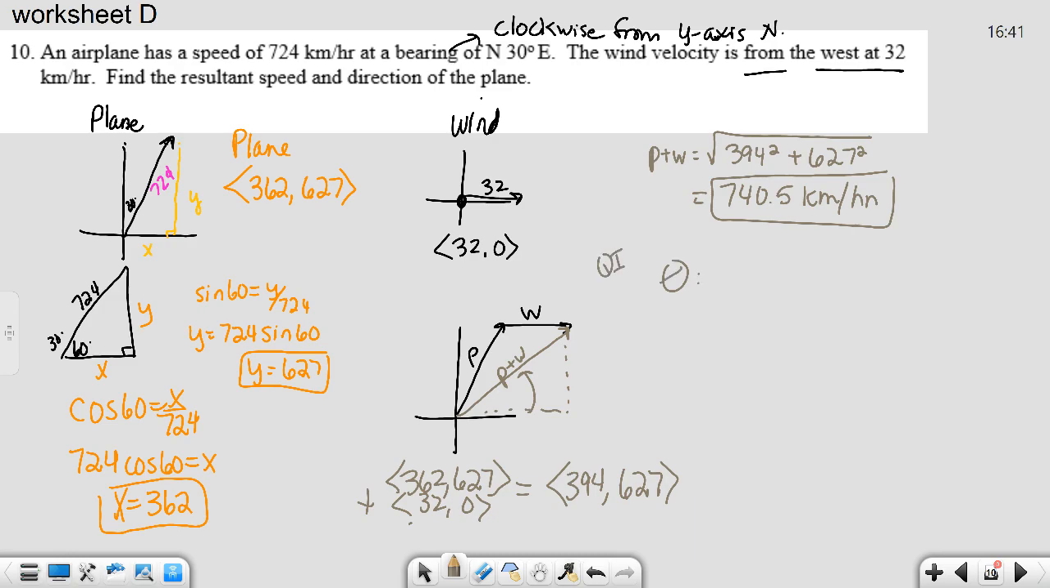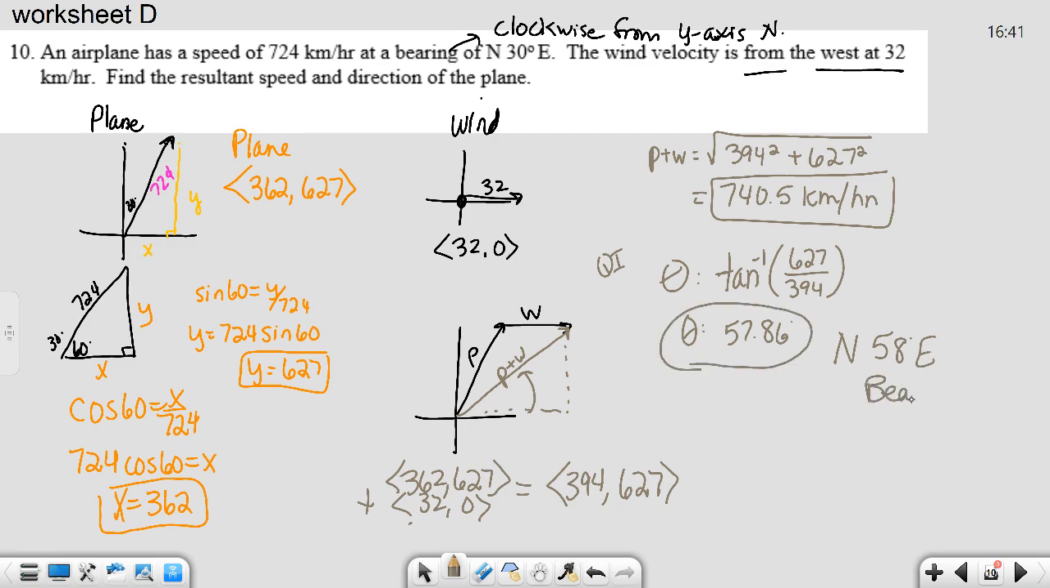So theta, its direction angle, is going to be tangent inverse of the vertical over the horizontal, 627 over 394. And theta, its direction angle, is 57.86 degrees. So if we're talking about the actual bearing that we have, this would be north 58 east. There you go. So this is your direction angle, and this is the new bearing that you have. Good deal. All right, we got a couple more we're going to roll through.